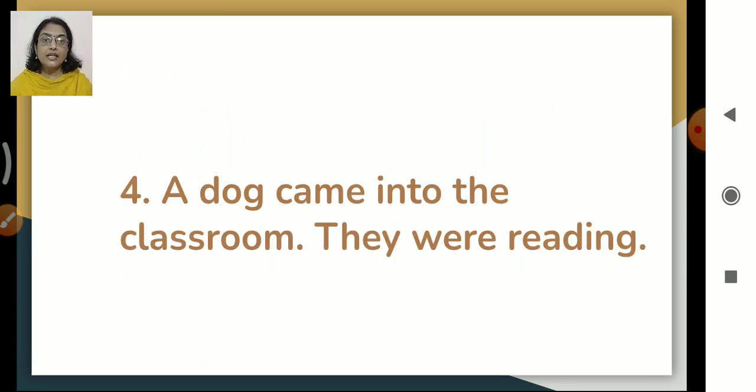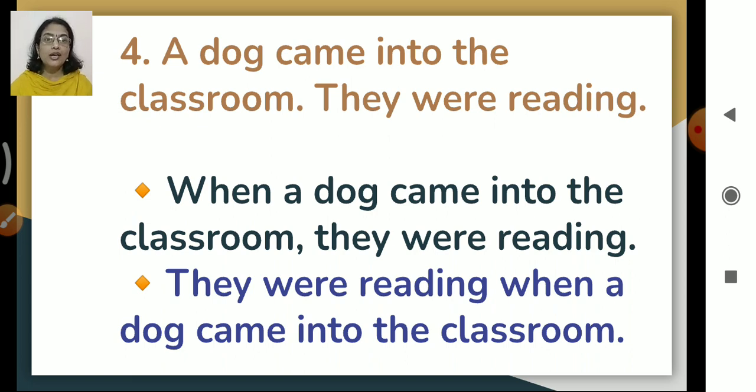A dog came into the classroom. They were reading. So what will be the answer? When a dog came into the classroom, comma, they were reading. And the second will be, when they were reading, a dog came into the classroom. Let's check the answer. Yes, when a dog came into the classroom, comma, we were reading. And the second one, they were reading when a dog came into the classroom. Followed, children?